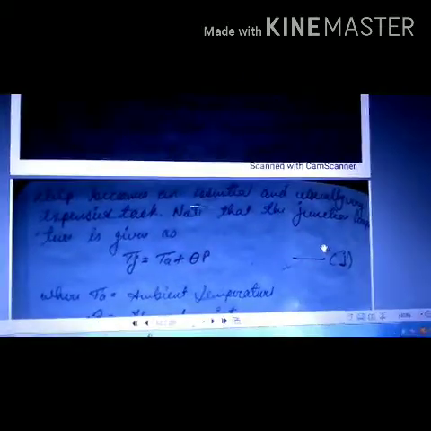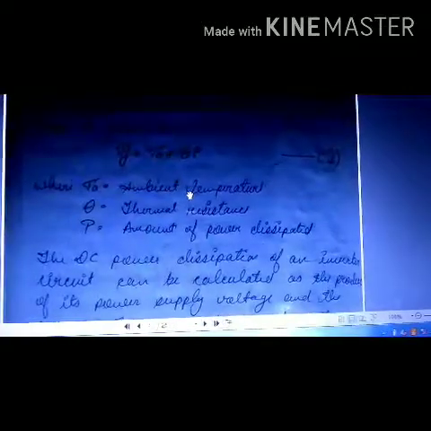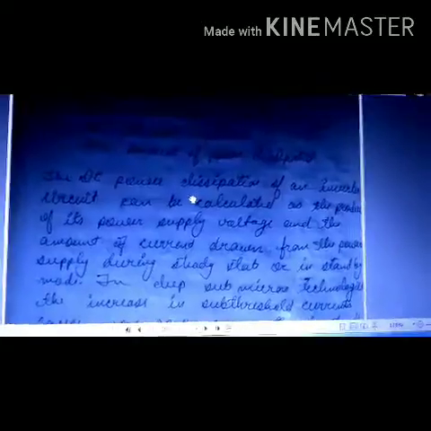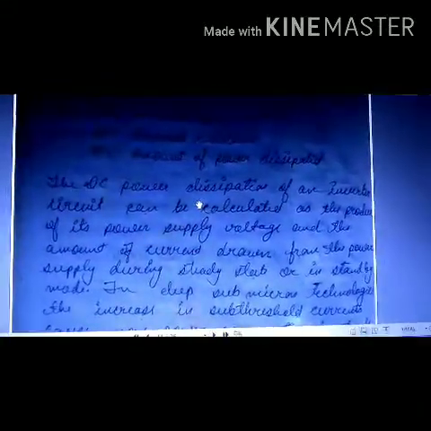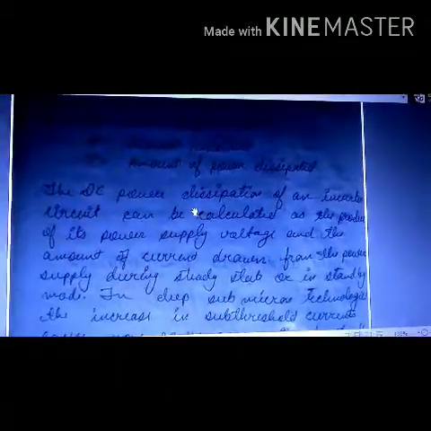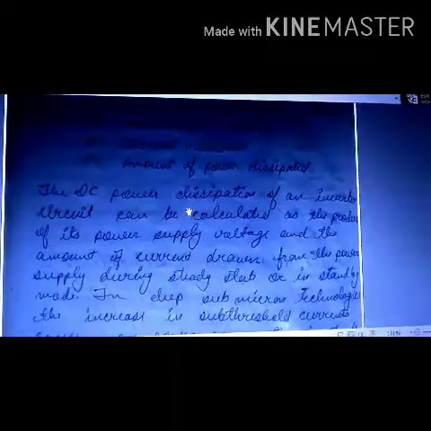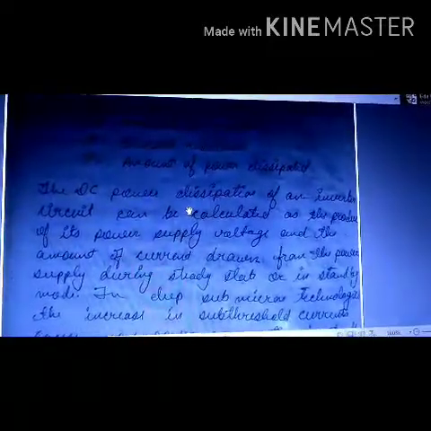Okay, so if we look at the junction temperature at any point, it is given by Tj, that is junction temperature, equal to Ta, the ambient temperature, plus theta times P. Theta is the thermal resistance of the material and P is the amount of power dissipated. So temperature is directly dependent upon the amount of power that the particular circuit dissipates. Now, the DC power dissipation of an inverter circuit can be calculated as the product of its power supply voltage and the amount of current drawn from the supply during the steady state or in the standby mode.